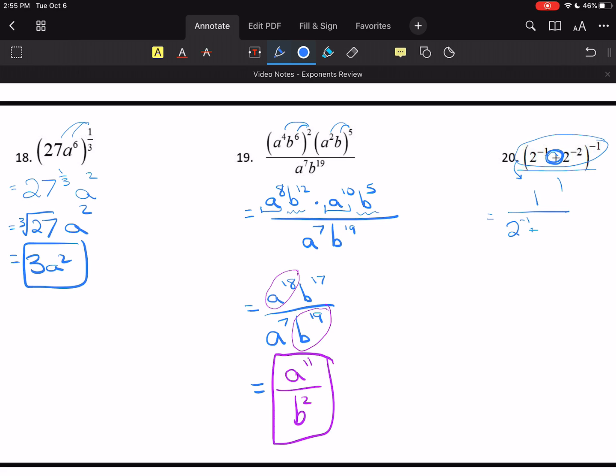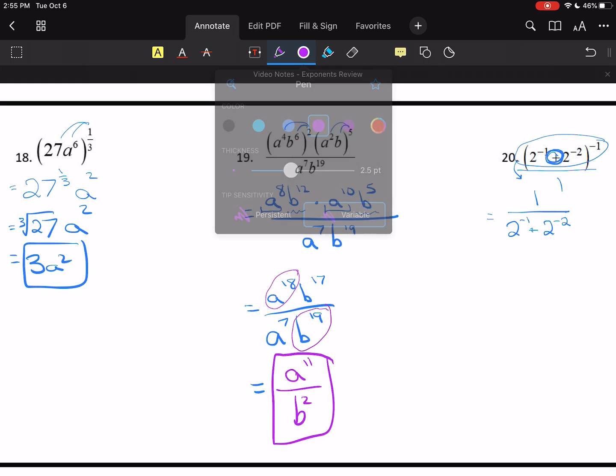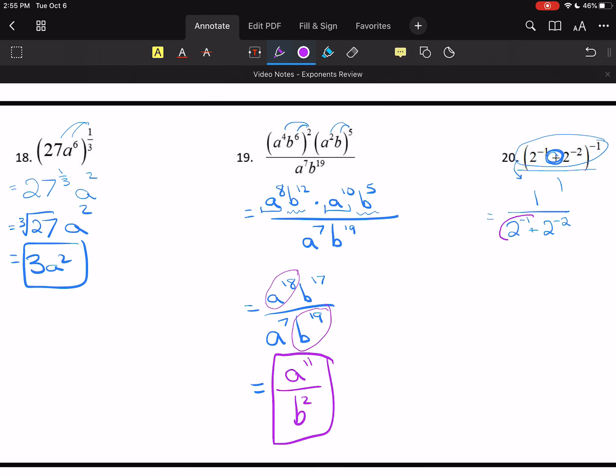plus 2 to the -2. Now, again, I can't split up that denominator because of that plus sign, but I see that I have a negative exponent and a negative exponent. But remember, these are also over 1, sorry. So I'm going to bring that to the bottom and bring that to the bottom. So I'm going to create a complex fraction here.